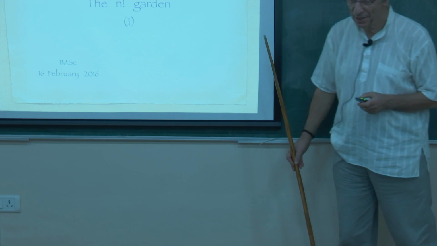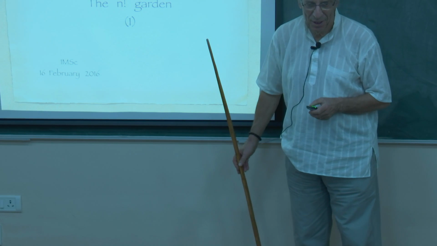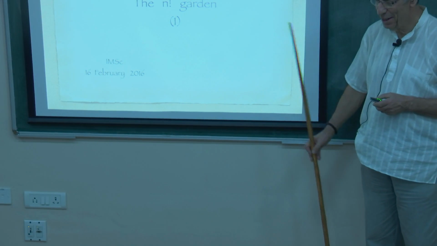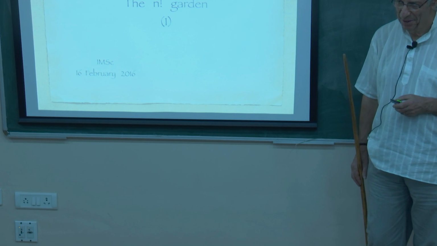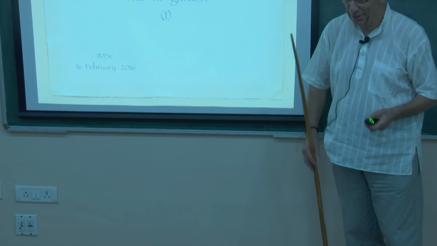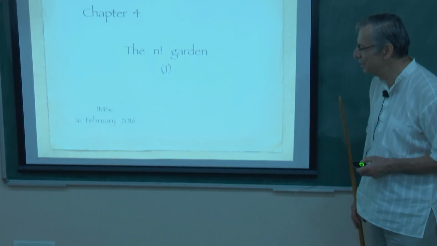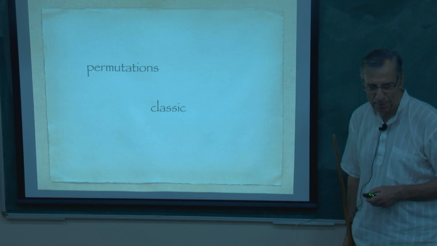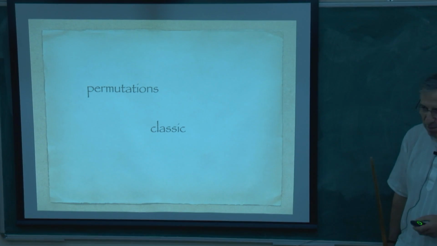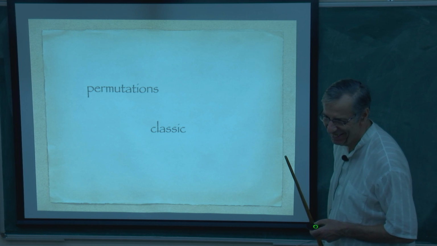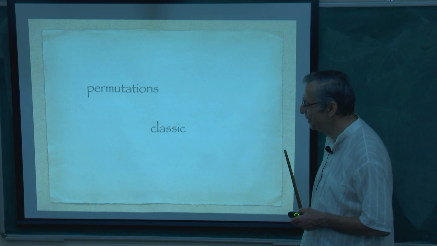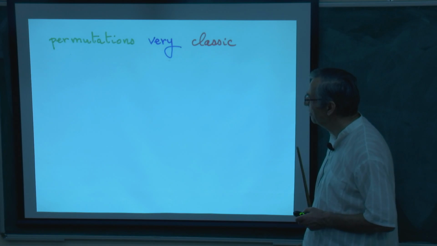Okay, today we start chapter 4 about the n factorial garden. Analog of the Catalan garden, but with the exponential generating function. So first we start with permutation, something very classic. Classic things about permutation that everybody should know. Very classic.